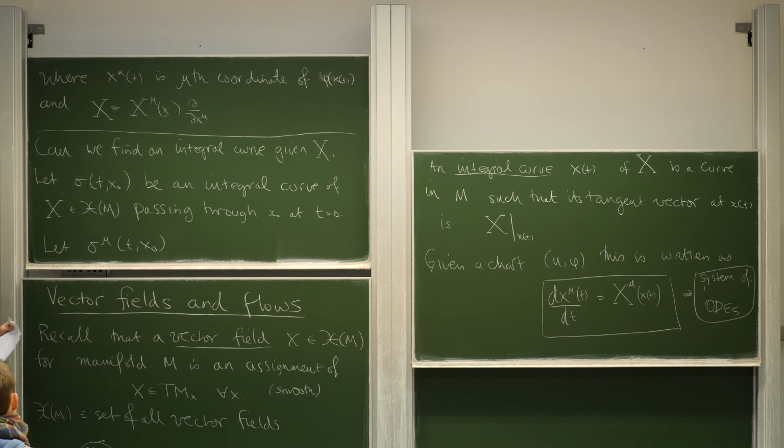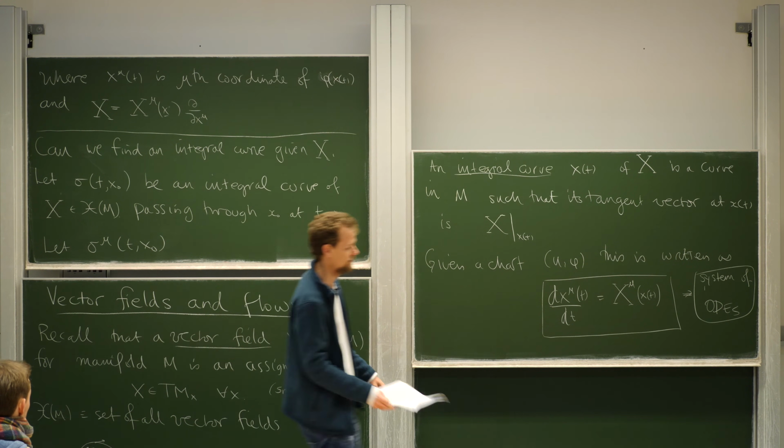Let's just make some observations about these integral curves. So this is a function of two arguments, t and x, and it gives you a point in the manifold. We're going to give this thing a name in a minute. It's going to be called the flow of the vector field X. It's the terminology we're going to use.